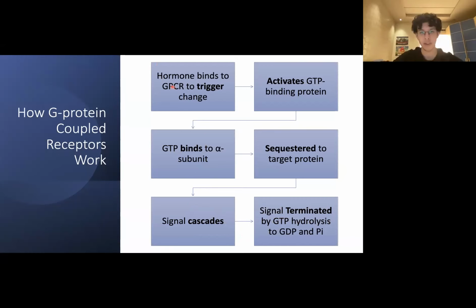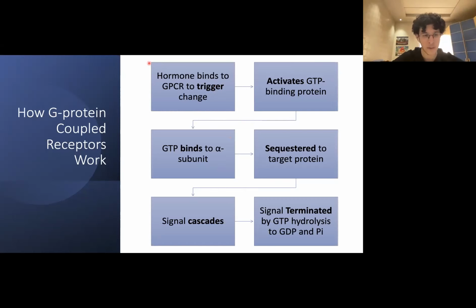So let's just repeat. The hormone, or the ligand, binds to the GPCR. This triggers a change. This activates the GTP binding protein. How? By releasing GDP and binding GTP. So GTP will bind to the alpha subunit, and the alpha subunit and GTP will be sequestered to the target protein. This will cause a signal cascade, and then we can terminate the signal through GTP hydrolysis. Now you might be thinking, why do I have some words in bold? Well, when I'm memorizing pathways, I like to focus on the main verb because that helps me remember it more.